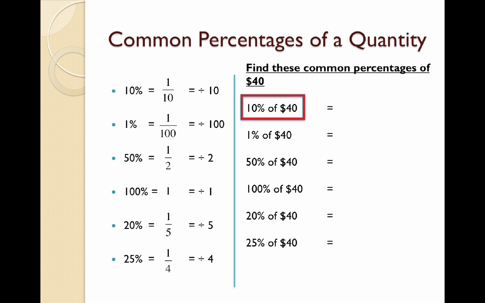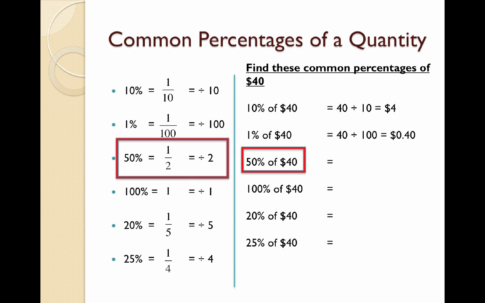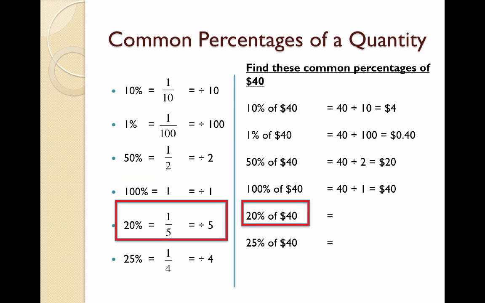Let's say I want to find 10% of $40. What I need to do is realize that 10% is 1/10 and divide my $40 by 10. That gives me $4. If I want to find 1%, I've got to realize 1% is 1/100th, so I'm going to divide 40 by 100 and get 40 cents. 50%, that's the same as a half, so I'm going to halve my $40 to get $20. 100% is the whole thing, so 100% of $40 is just going to be $40.